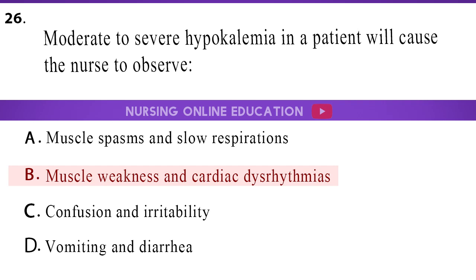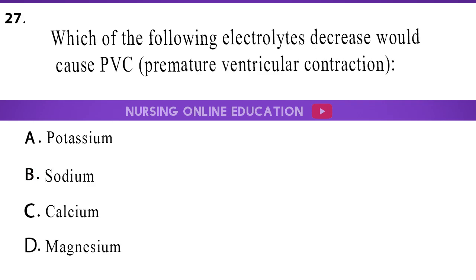The answer is option B, muscle weakness and cardiac dysrhythmias. 27. Which of the following electrolytes decrease would cause PVC, premature ventricular contraction? A. Potassium, B. Sodium, C. Calcium, D. Magnesium. The answer is option A, potassium.